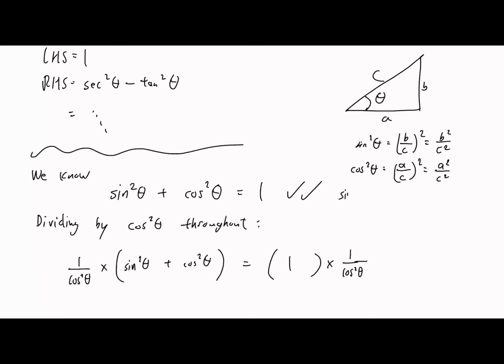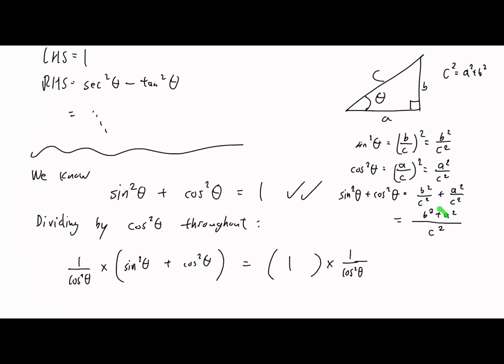Sorry for the bad handwriting. Sine square theta plus cosine square theta equals b square over c square plus a square over c square. Denominator is the same, we write as a single fraction, b square plus a square. But wait a minute, right angled triangle here. So what's the theorem you know? C square equals? Pythagoras theorem, a square plus b square.